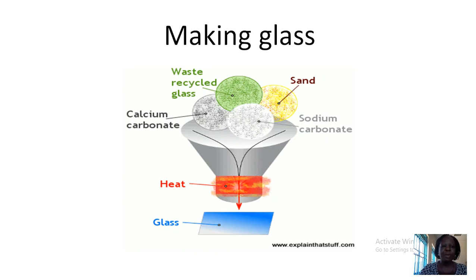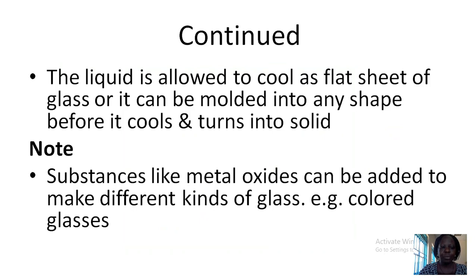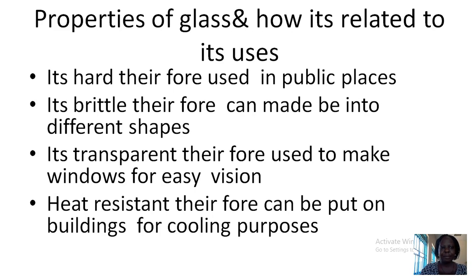However, if you want to change the color of the glass, you can add a metal oxide. For example, you'll find that some of the buildings have tinted glasses, some of the cars have tinted glasses. Simply as you are adding the sodium carbonate, the calcium carbonate, and the sand, you can also add a metal oxide so that at the end of the day you can obtain tinted glass.